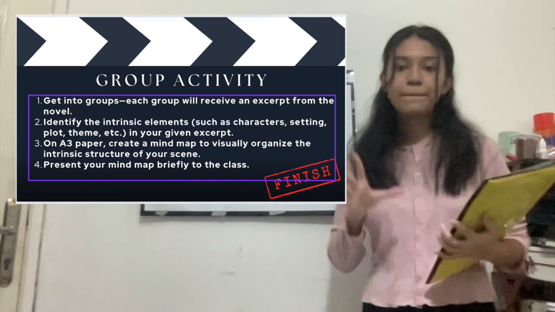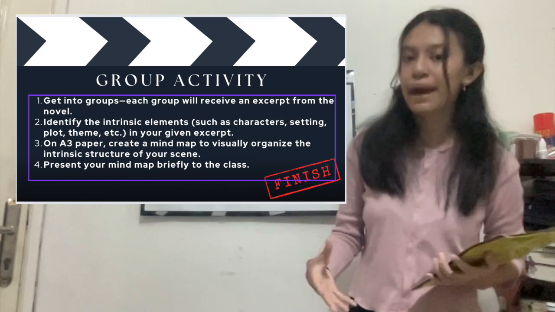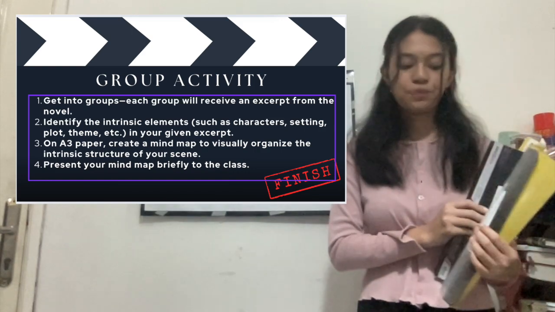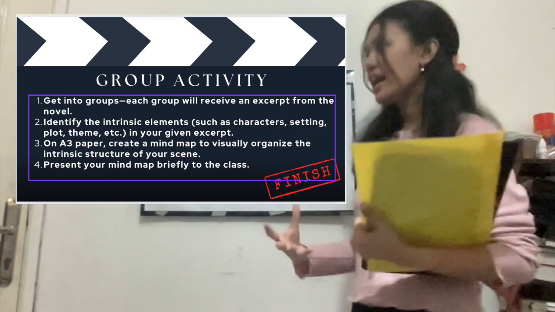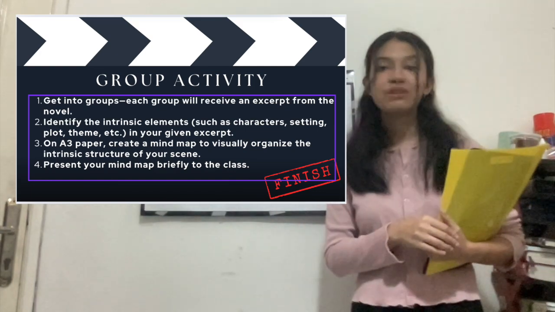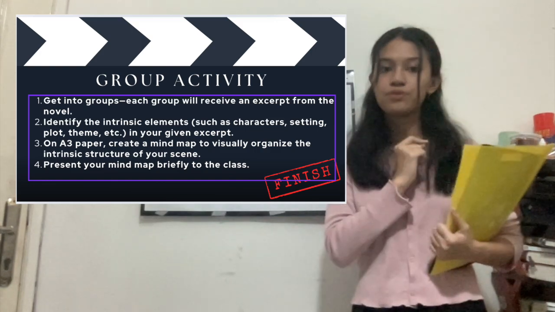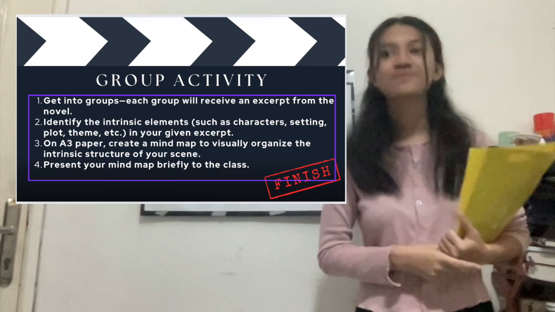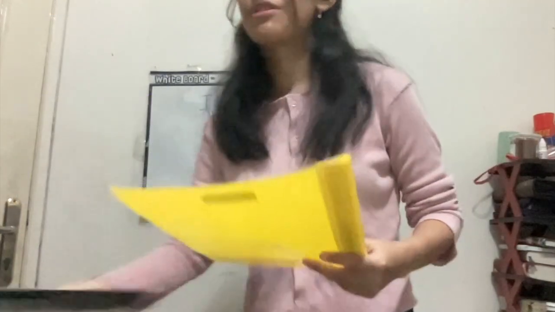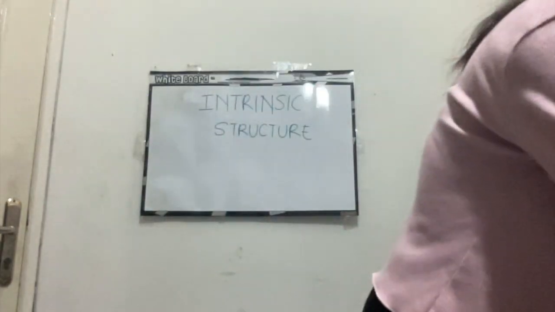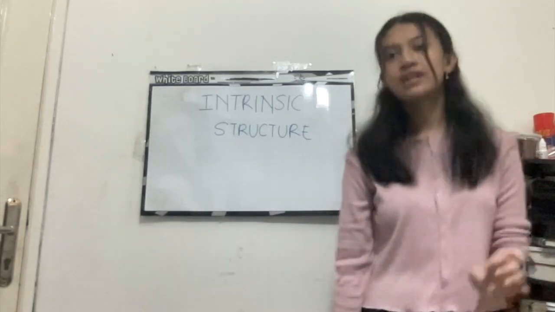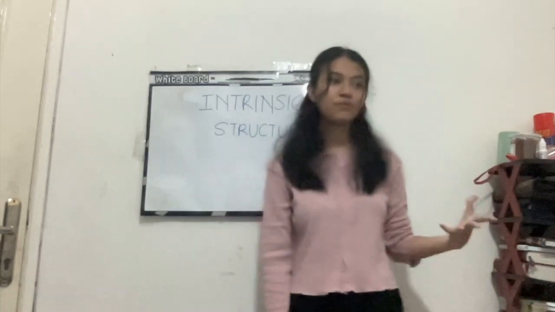And then on a piece of paper, you're going to create a mind map after you analyze the excerpt that I'm going to give to you. So you're going to analyze and then create a mind map on the paper. And then you're going to present your mind map briefly. I just need 1 volunteer from each group. Am I clear? Thank you. Now I'm going to give you the excerpt. Each group has different excerpts. So take your time to read and analyze. It's a really short excerpt actually, and you can finish that within 15 minutes.